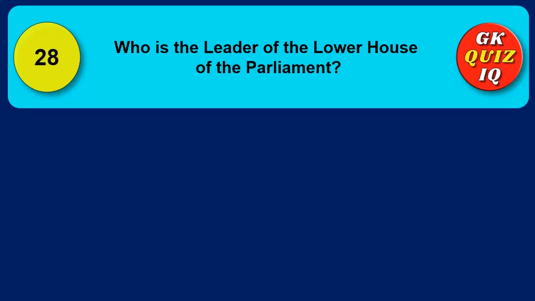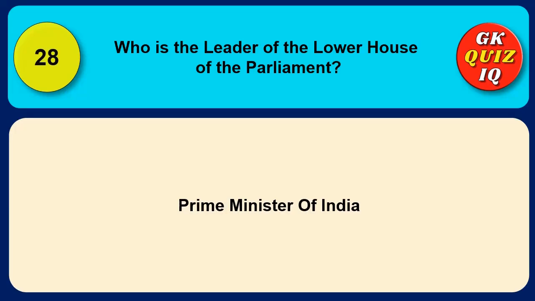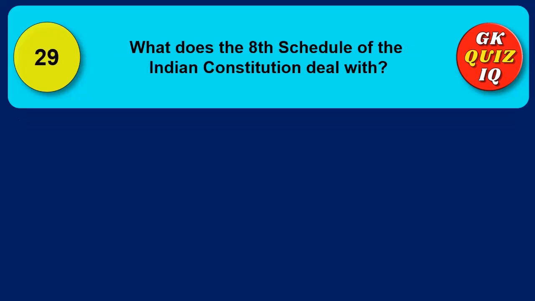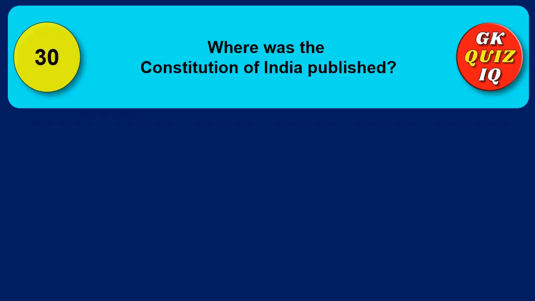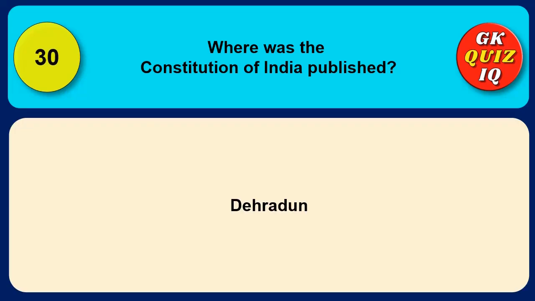Who is the leader of the lower house of the Parliament? Prime Minister of India. What does the 8th schedule of the Indian Constitution deal with? Official languages. Where was the Constitution of India published? Dehradun.